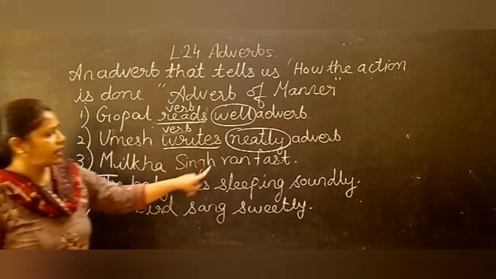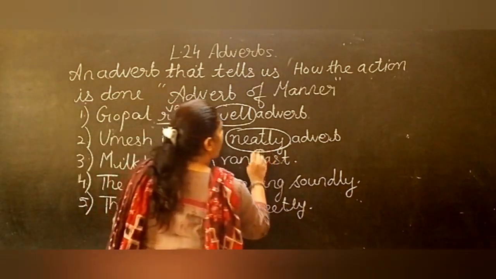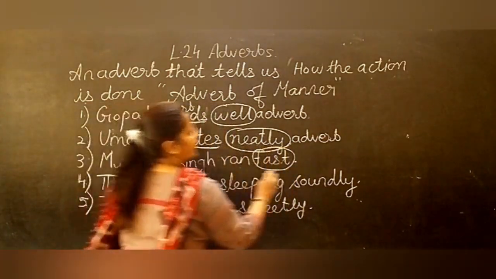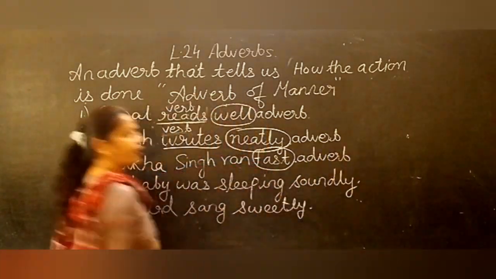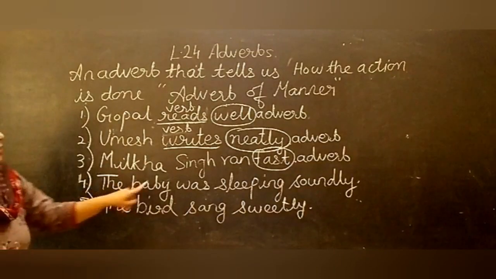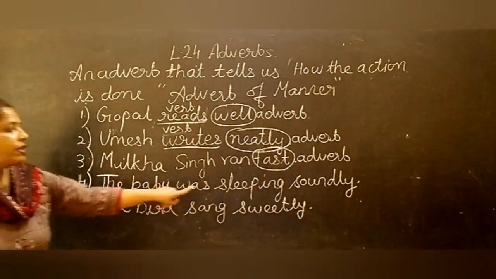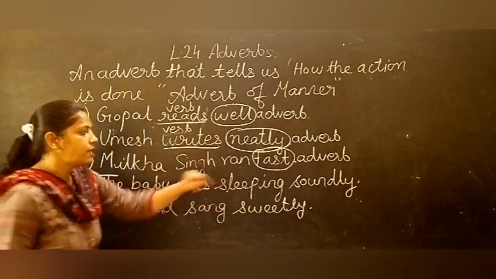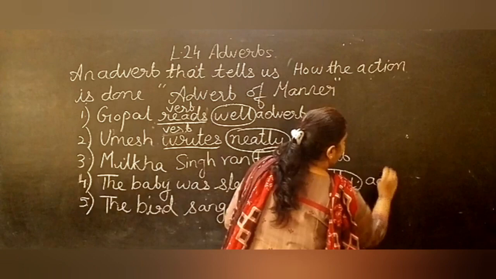How did Milkha Singh run? Milkha Singh ran fast. So how is the action of running done? Fast. So fast is our adverb. The baby was sleeping soundly. How was the baby sleeping? How is the action of sleeping done? Soundly. So soundly is our adverb.